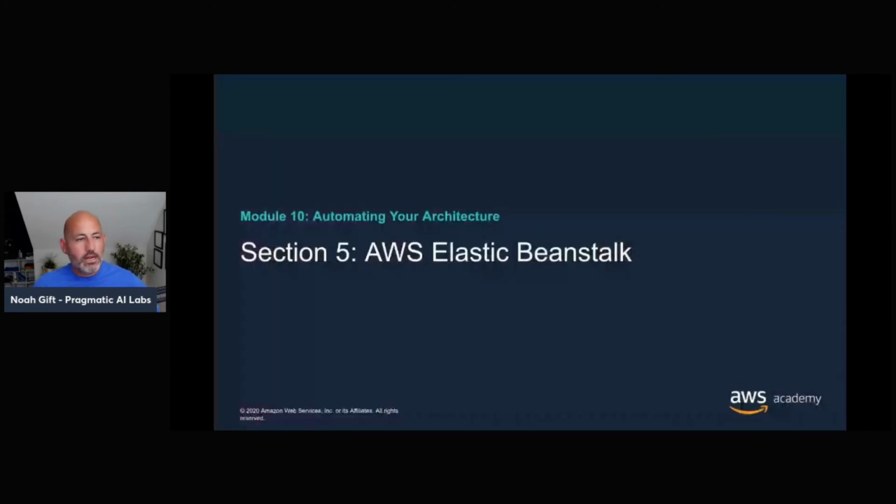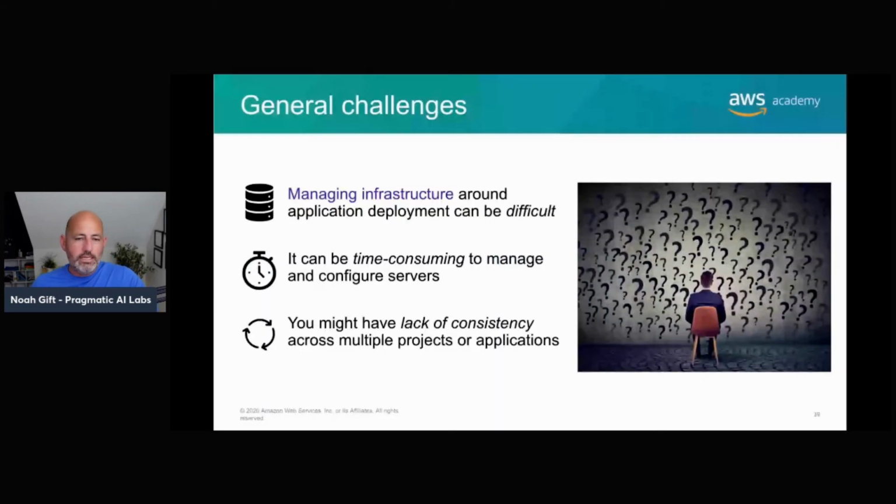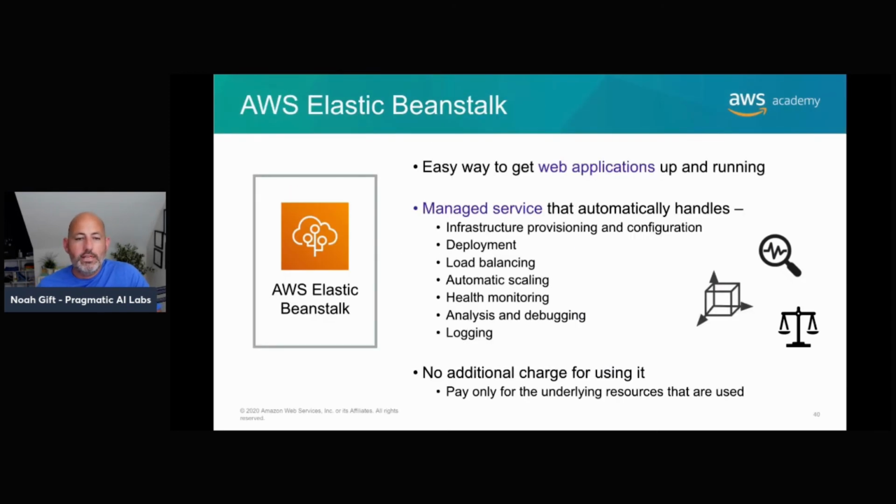Now, the next thing I'll talk about real briefly is Elastic Beanstalk, which is a little bit long in the tooth. It's been around for a long time, but it still has some life in it. Some of the problems with managing infrastructure is that application deployment is difficult, it's time consuming, you have a lack of consistency. And so one of the ways you can solve this is by using platform as a service offerings. And in particular, the AWS Elastic Beanstalk is one of them.